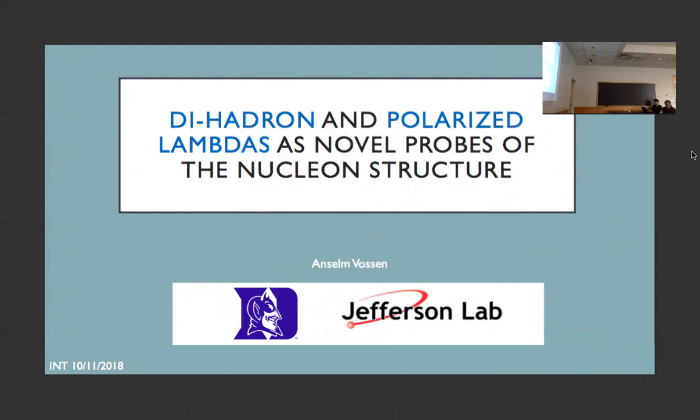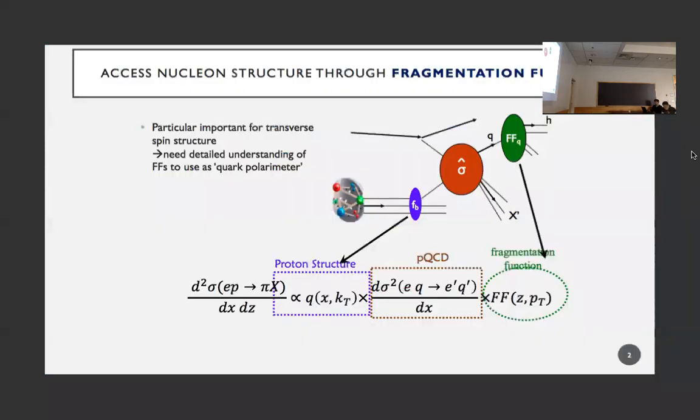So I'm going to talk about something which I call novel probes in nuclear structure, in particular dihadrons and polarized lambda channels. The motivation is basically what we already heard here quite a bit from Tuna and Ralph, namely that we are interested in fragmentation functions because they provide us a pathway to get from the properties of the hadrons that we measure in the final state to the quantum numbers of the quarks in the initial state that we are actually interested in.